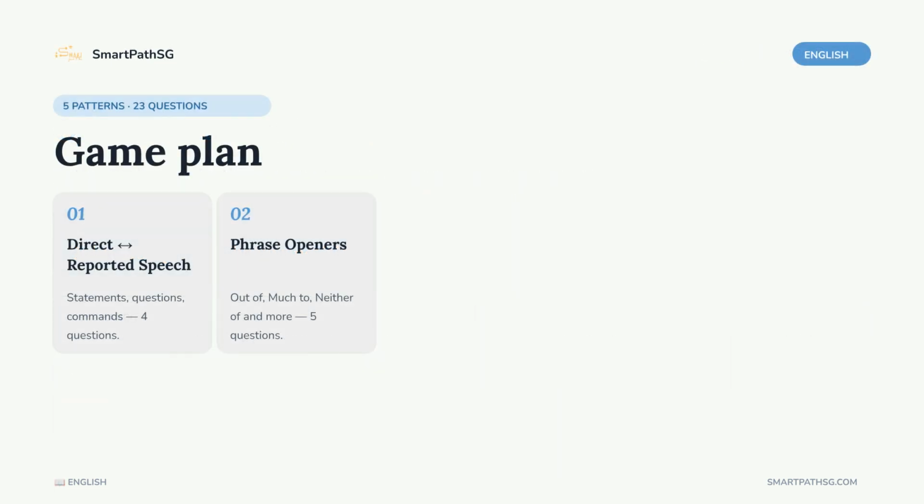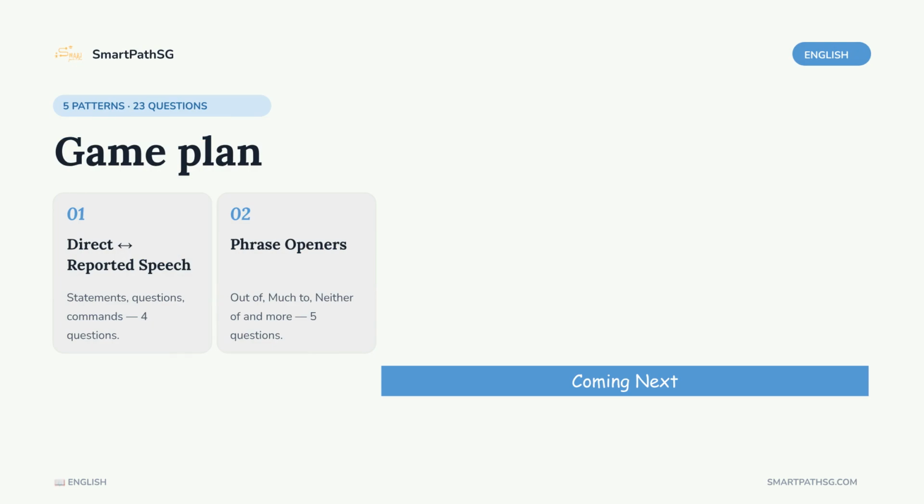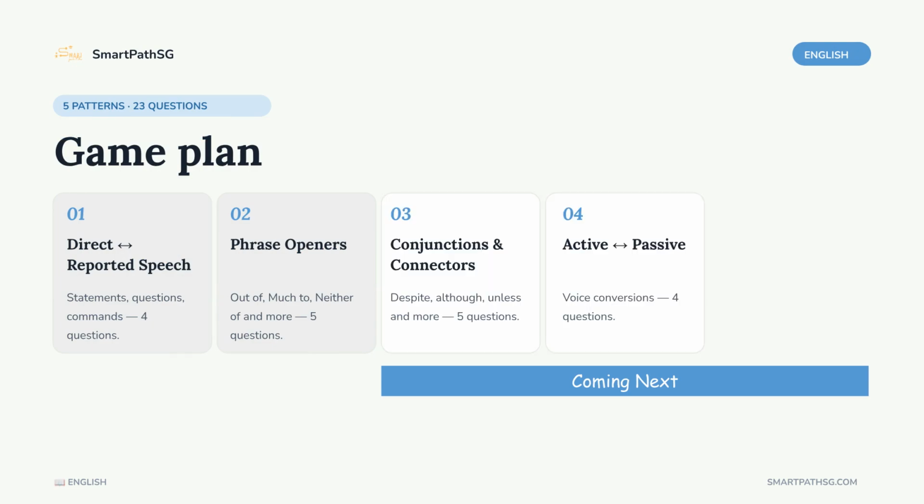That concludes part 1 of our S&T Mastery series. Coming up in part 2, we will tackle conjunctions, passive voice, and our ultimate PSLE exam mix drill.